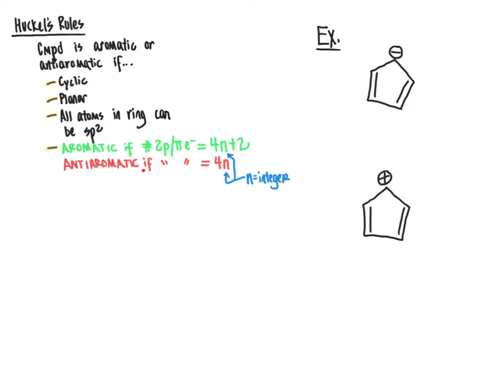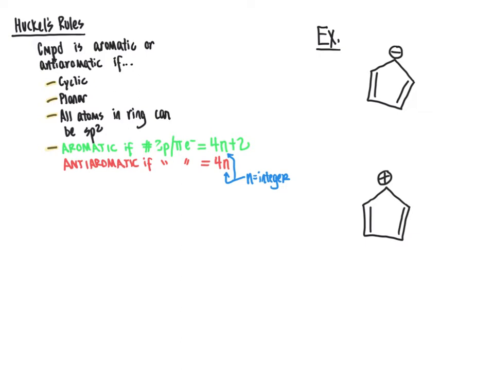The compound, on the other hand, is anti-aromatic and extremely unstable if the number of those 2p pi electrons is equal to 4n, where n is any integer. So if n is equal to 1, 4 times 1 equals 4. So it'll be anti-aromatic if there are a total of 4 electrons in those 2p orbitals of the ring. Taking a look at the two structures that we have here as our examples, as always, I encourage you to hit pause, try to solve these on your own using the rules we just went over, and then determine whether you got it right by hitting play.